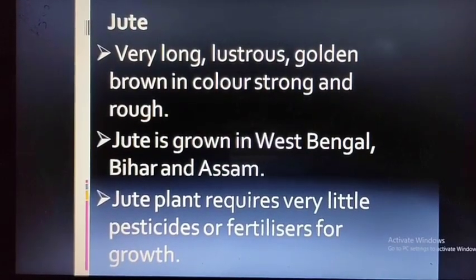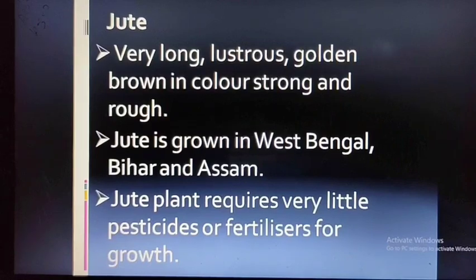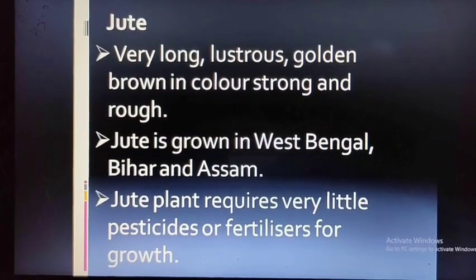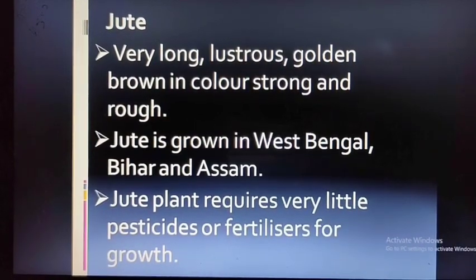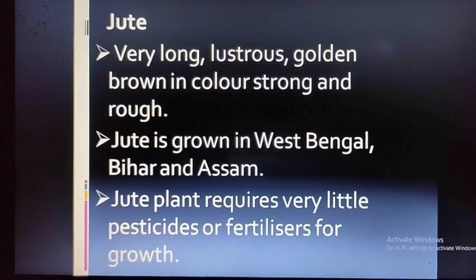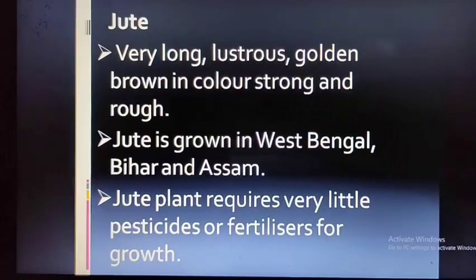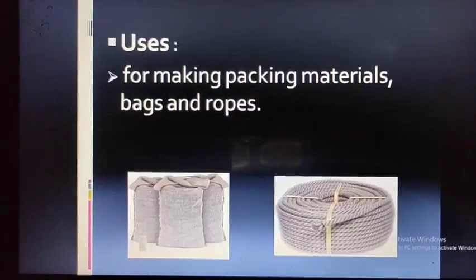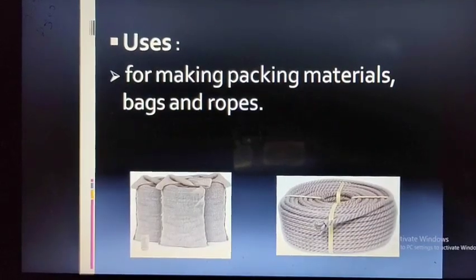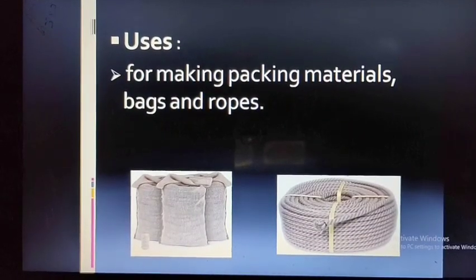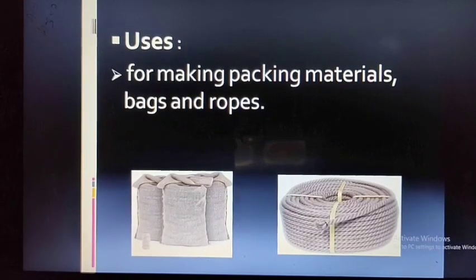Jute is very long, lustrous, golden brown in color, strong and rough. Jute is grown in West Bengal, Bihar and Assam. Jute plant requires very little pesticides or fertilizers for the growth. The uses of jute fibers are to make packing materials, bags and ropes.